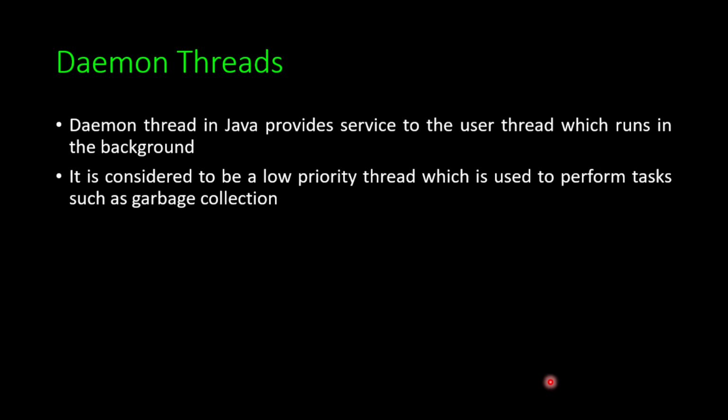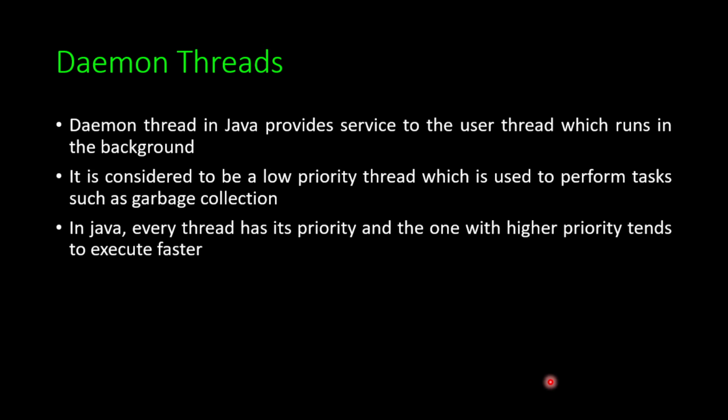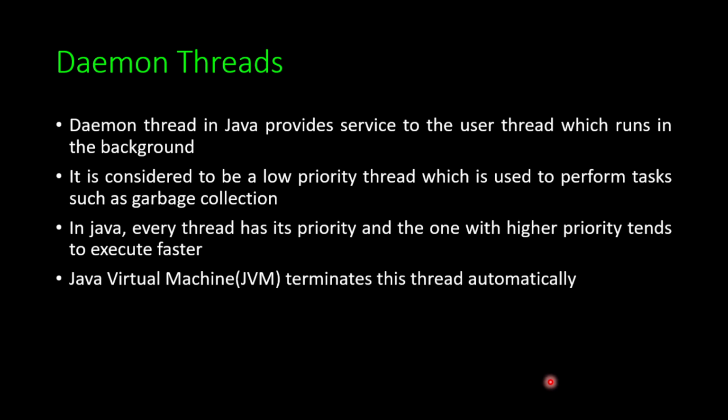So it is considered to be a low priority thread which is used to perform basic lower level tasks such as garbage collection or file closing or object deletion, which is of course equivalent to garbage collection, and so on. In Java, every thread has its own priority, and you know that when a thread has a higher priority, the possibility of that thread executing faster compared to other threads is really high. But in contradiction, daemon threads have very low priority compared to all the other user threads.